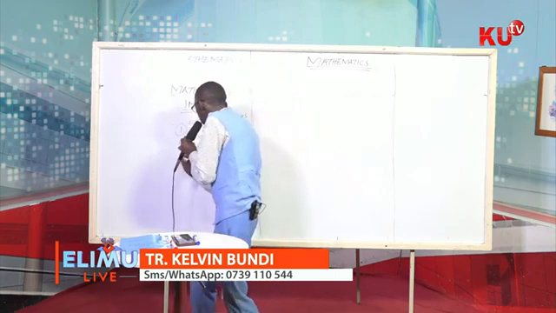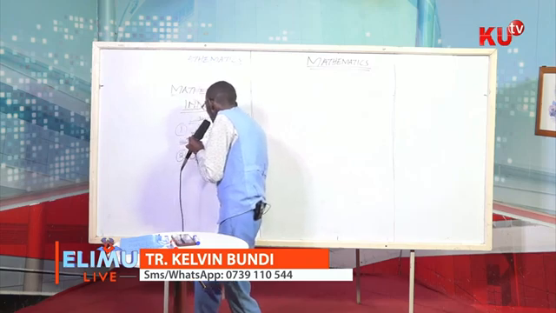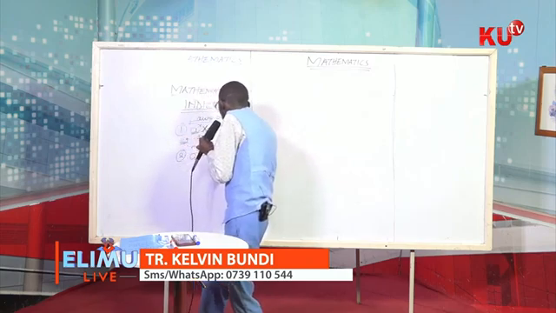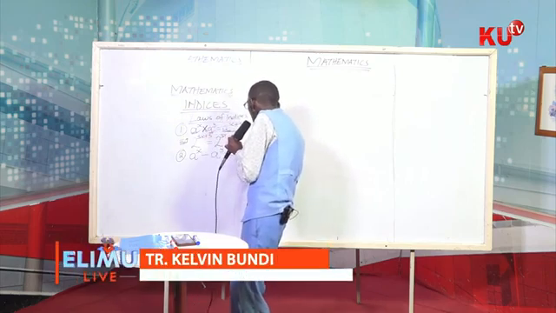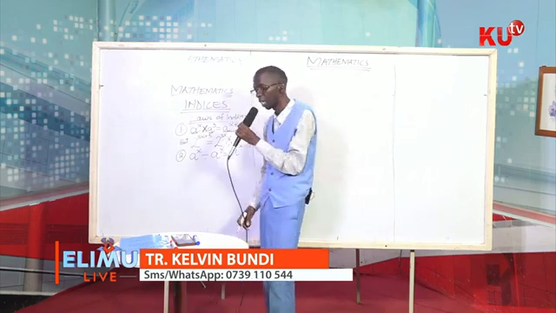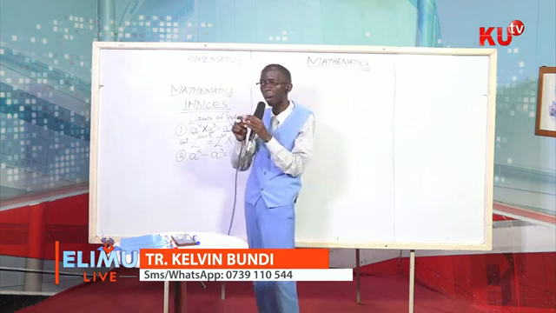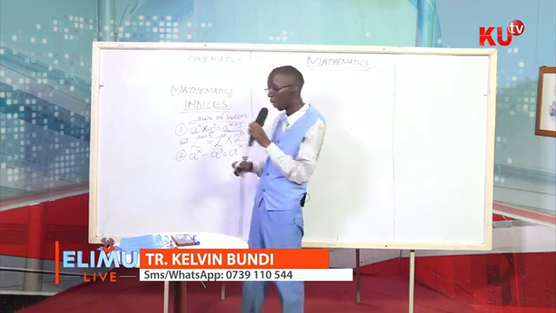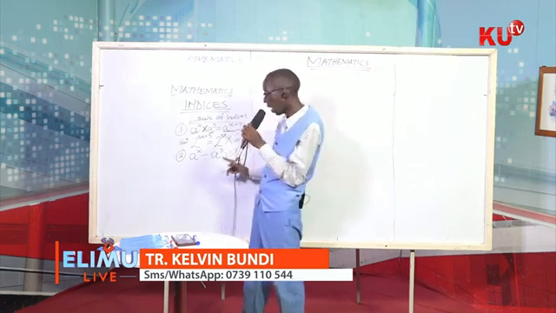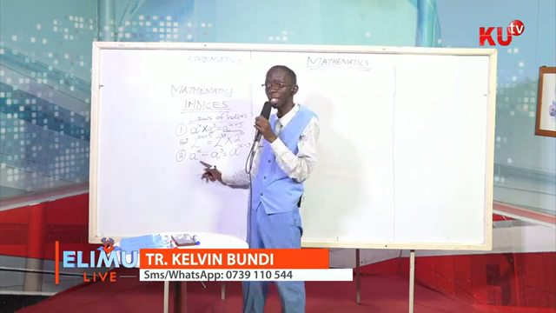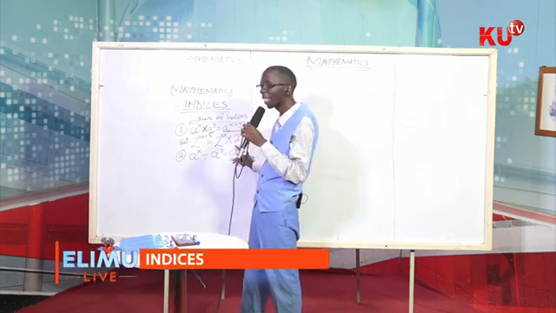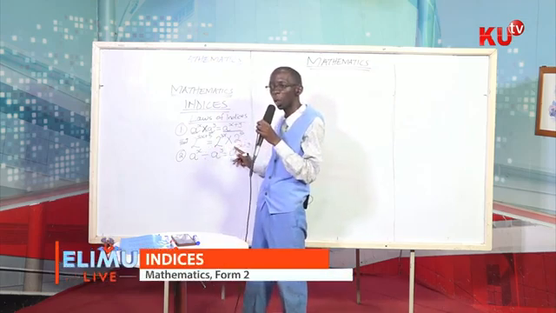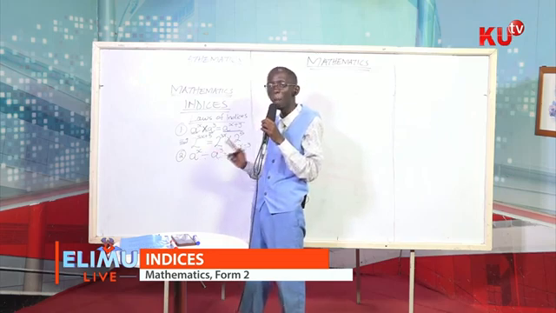That is the first law of indices. Law number 2. If the bases are the same and we have a division sign, then we are going to subtract the powers. That is law number 2 of indices. We are going to subtract the powers.